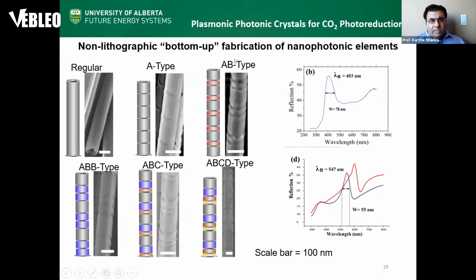We have a lot of control. We have different types of photonic crystals: A type, AB type, ABC type, and now research in this area is moving from monoperiodic to biperiodic and even aperiodic photonic crystals. And we are able to get fairly good quality factors of the stop bands, fairly narrow full width at half maxima in these bottom-up solution-grown photonic crystals.